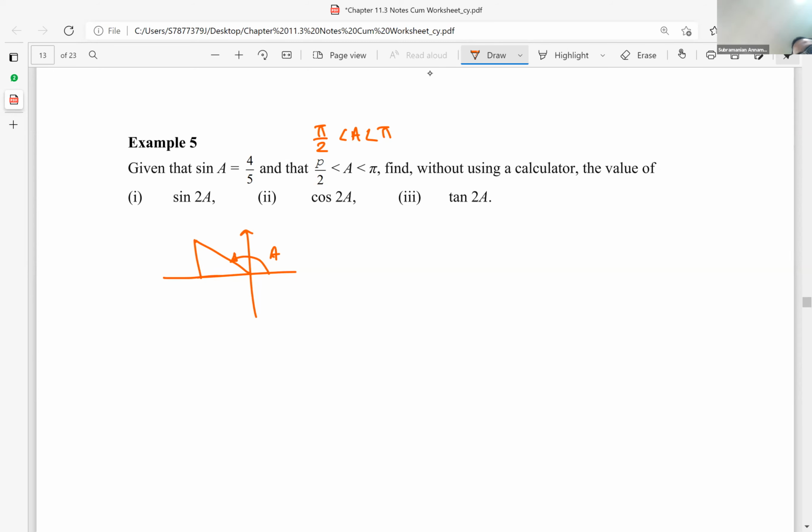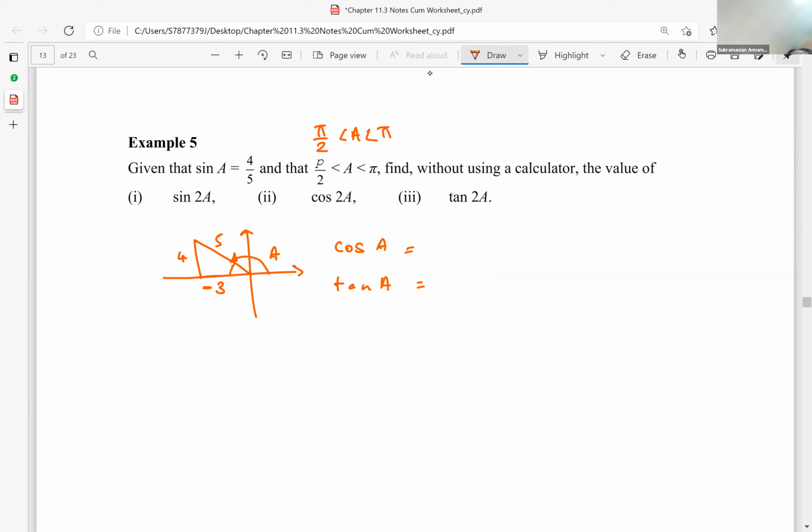Very important. And then this is 4 over 5. So this is 4 here, O over H, 5 is here. So this one must be 3. But the 3 must be negative. You know why? Because it's on the left hand side of your x-axis, the negative portion of your x-axis. Do you understand? So quickly find what is your cosine A and tangent A, guys.